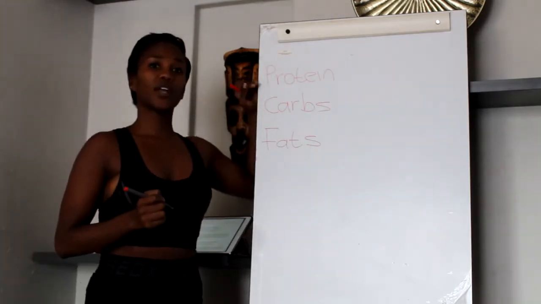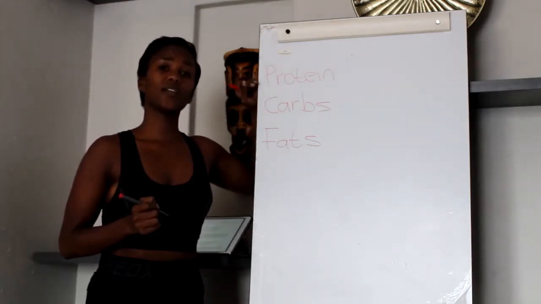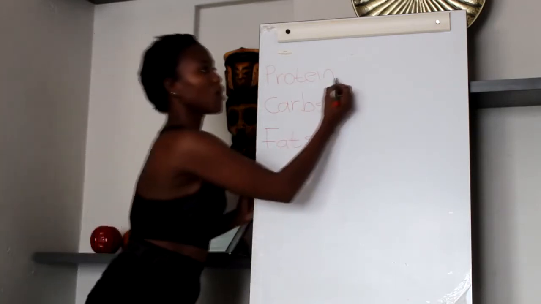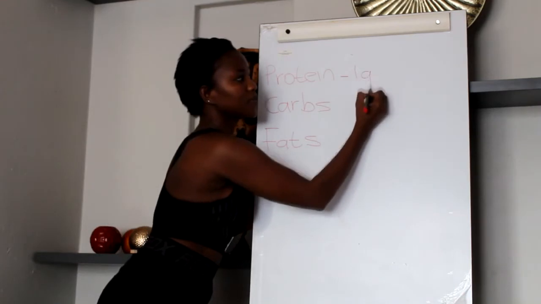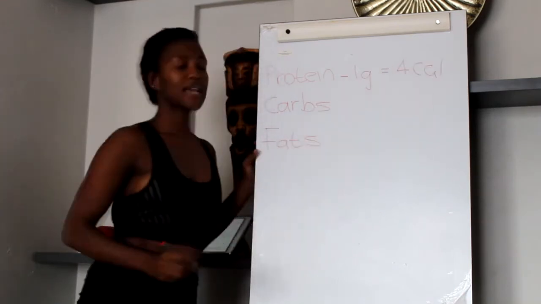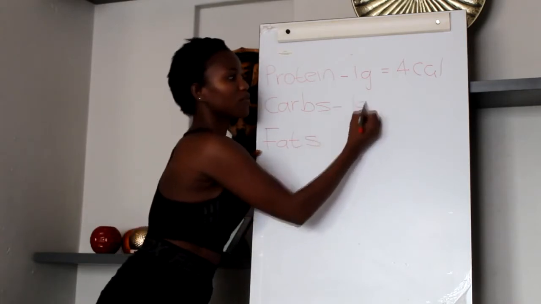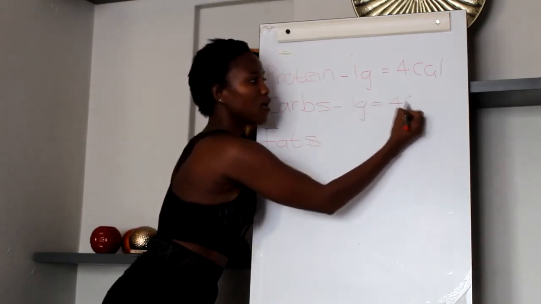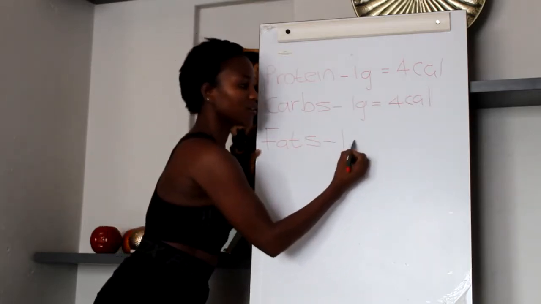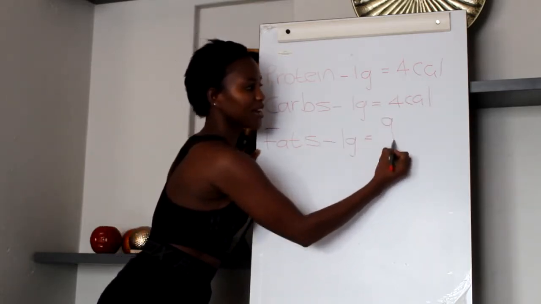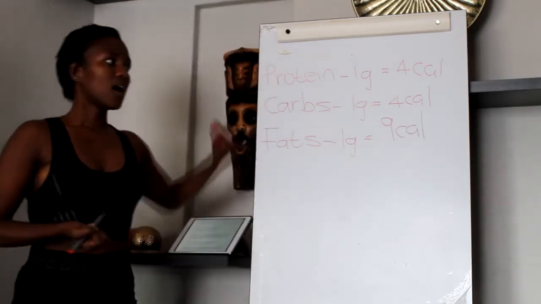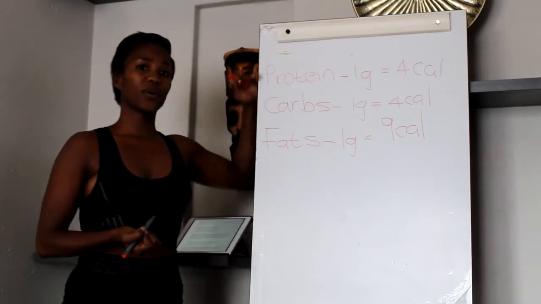When you calculate your calories, you have to understand how many calories are in 1 gram of protein. 1 gram of protein is equal to 4 calories. Same as carbs, 1 gram of carb is equal to 4 calories. And fat is a little bit higher. 1 gram of fat is equal to 9 calories. Now, how do you calculate calories based on this?